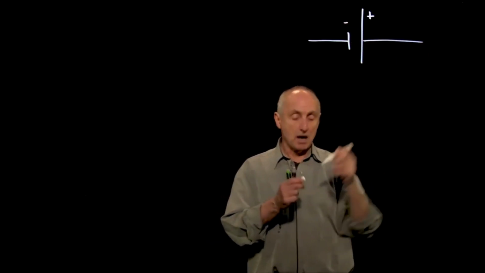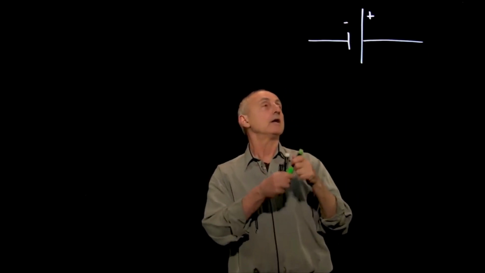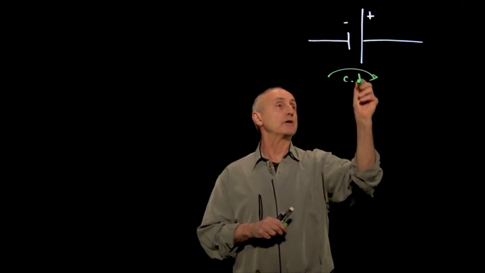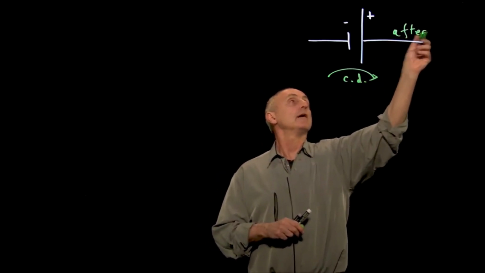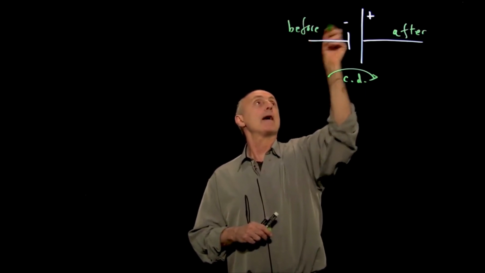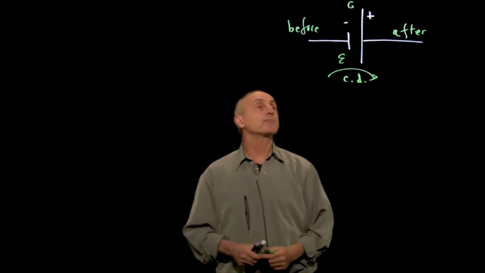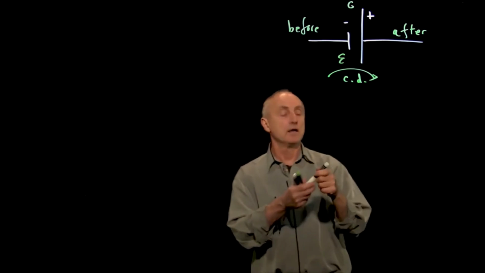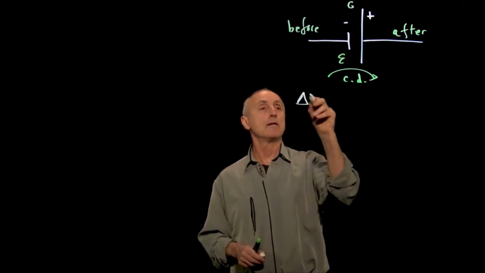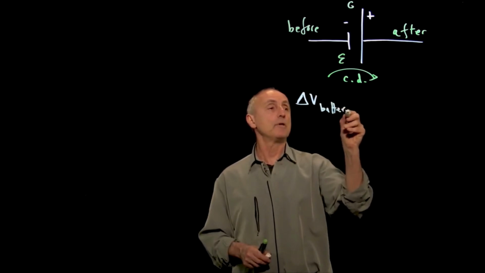We now want to define our convention for crossing circuit elements based on our two choices, current and circulation direction. So let's begin with the battery. So we have plus and minus. Now, I want to circulate across this battery in this direction. That's my circulation direction. This is the after, and this is the before. And the battery has some EMF E.